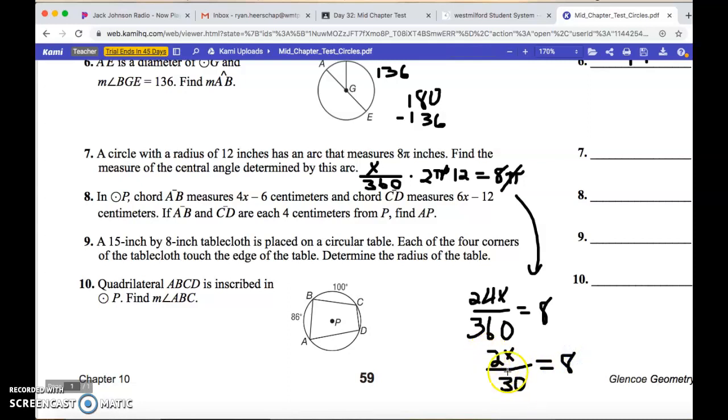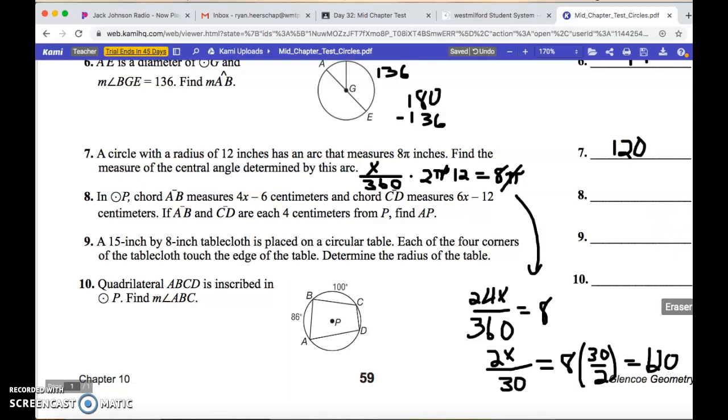You can even reduce this further, 1 over 15, but to get rid of that, you can multiply by that reciprocal, which is 30 over 2. And so this is really going to be 240 over 2, or 120. So that's that answer. It doesn't matter how you reduce, but reduce that to get down to your final answer of 120.